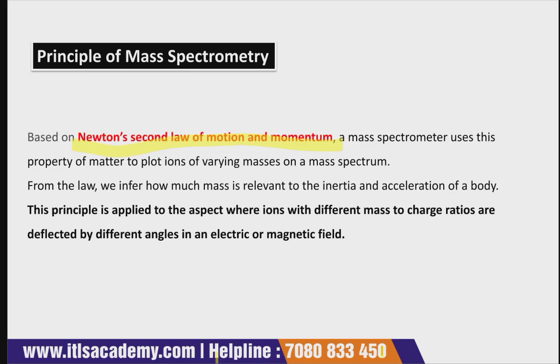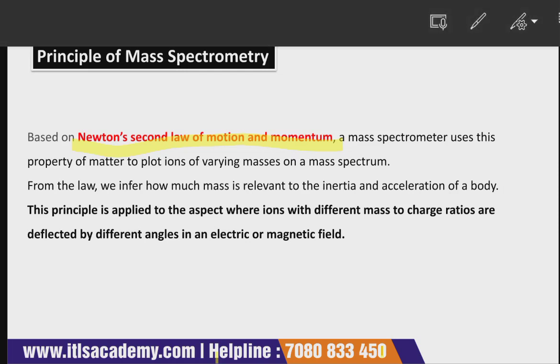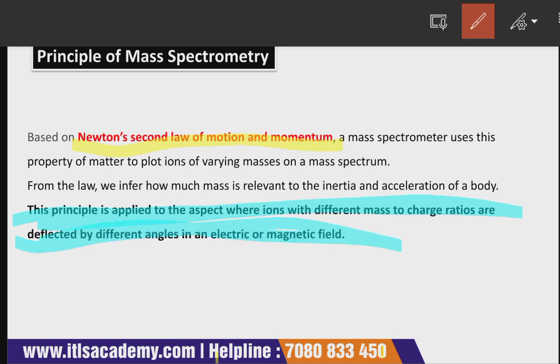This principle is applied where ions with different mass-to-charge ratios are deflected by different angles in an electric or magnetic field. Because of this, in mass spectrometry it is very important to understand that ions with different mass-to-charge ratios are deflected by different angles in the electric or magnetic field.